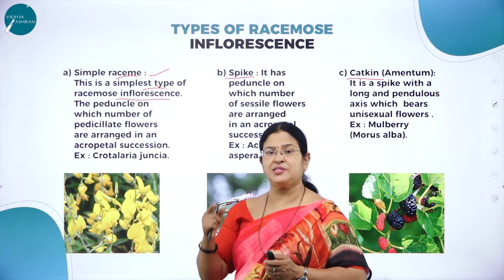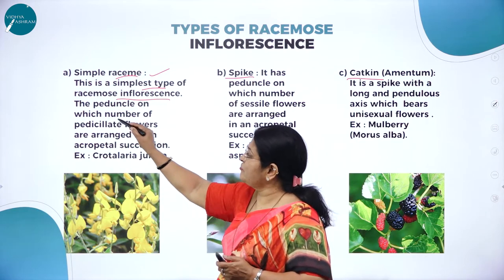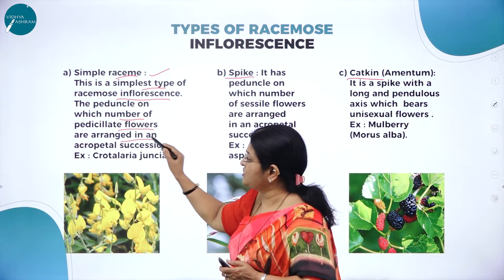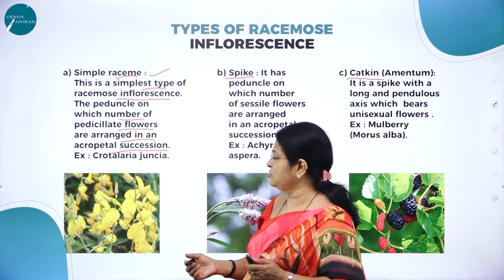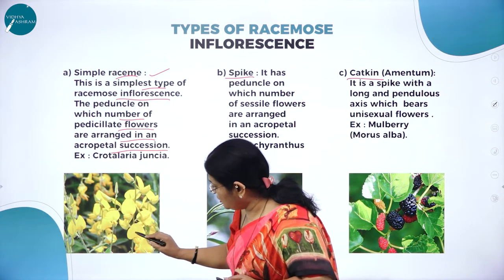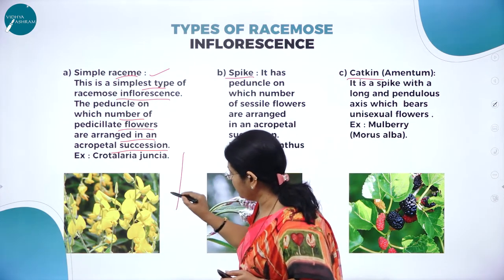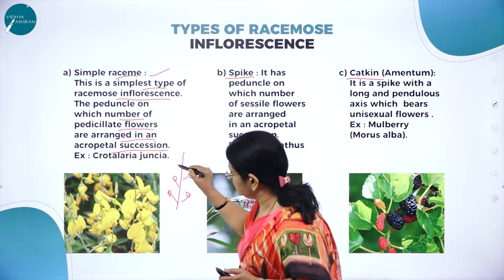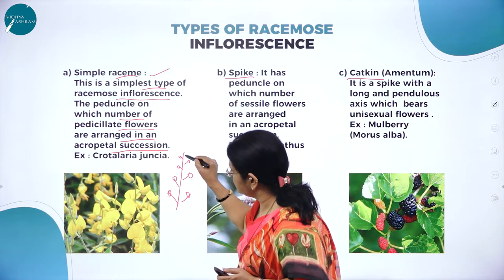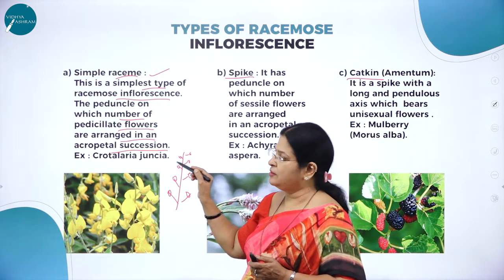What is simple raceme? This is the simplest type of racemose inflorescence, where the peduncle on which a number of pedicellate flowers are arranged in an acropetal succession. As I said, acropetal succession means what? Here you can see the older flowers are at the base and younger flowers are at the top. The older flowers are at the base and the younger flowers are at the apex.